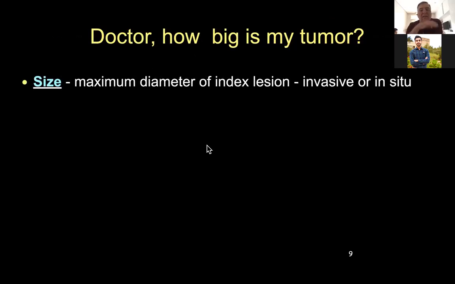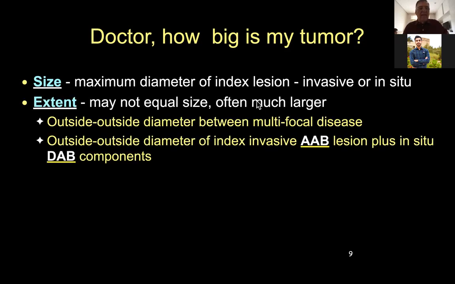So when a patient comes in and says, "Doctor, how big is my tumor?" we talk about size, but what is size? Well, in TNM, size is the maximum diameter of the index lesion if there's multifocal disease or a mixture of invasive and DCIS. But extent is more important in terms of treatment and prognosis. And the extent may not be the same as size. The extent is often much larger.